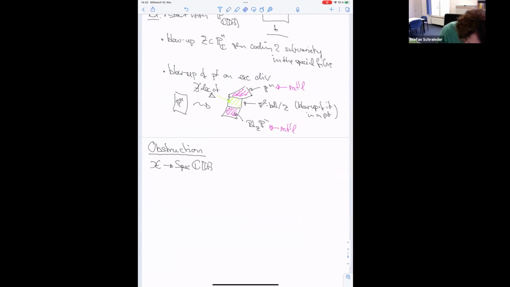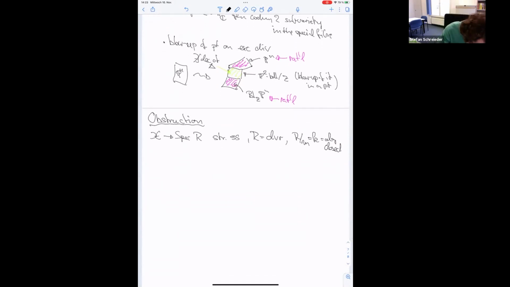Okay, no, this is already a bad start. So this is strictly semi-stable, but R is an arbitrary DVR with residue field little k algebraically closed. That's the setup. Okay, and then we look at the map.